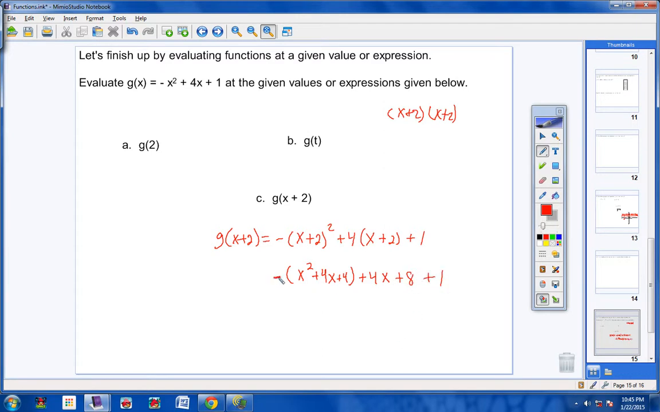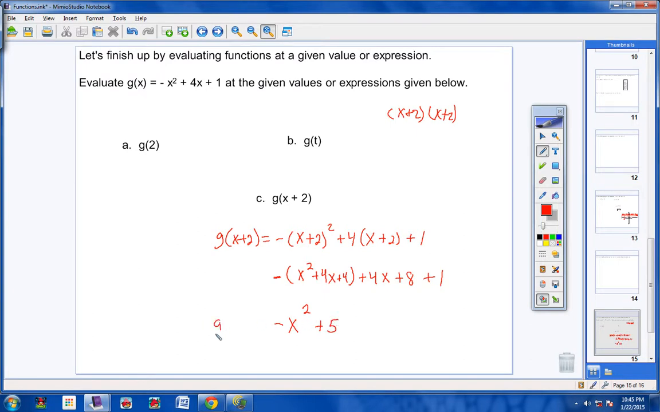Now, see this negative sign right here? It goes to everything inside the parentheses. So, negative x squared, then negative 4x. But I've also got a positive 4x, so they're going to cancel out. So I'm just going to leave that alone. And then negative 4 plus 8 plus 1 is going to be 5.